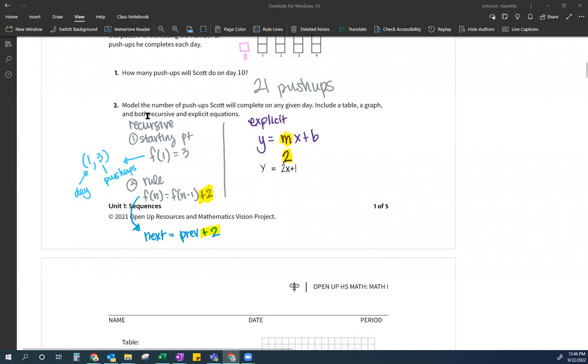The very first thing that it says is, model the number of push-ups Scott will complete on any given day, include a table, a graph, and both equations. So we've already done a lot of the work, right? We already came up with the recursive formula. Remember that the recursive formula has 2 parts, the starting points and the actual rule.